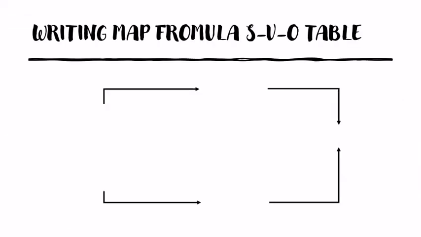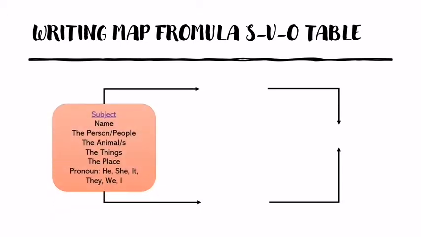Okay, now we go to writing formula SVO table. Okay, the first thing that we must know is about subject. There are name, the person or people, the animals, the things, the place, pronouns such as he, she, it, they, we, and also I. Okay, next, verb.